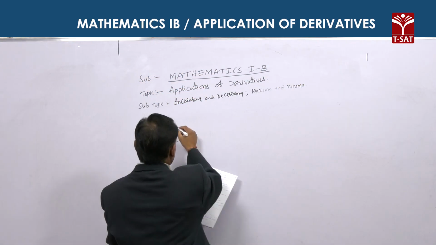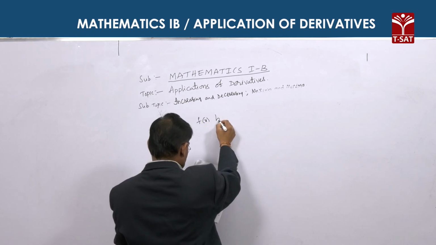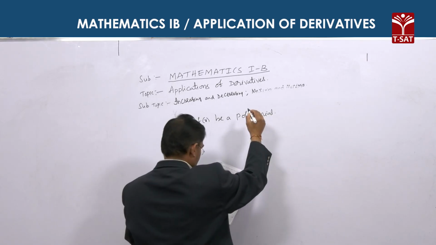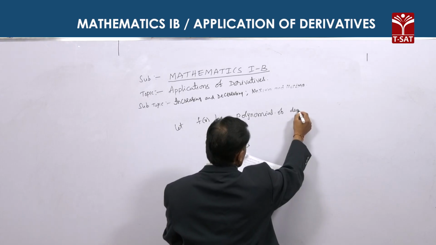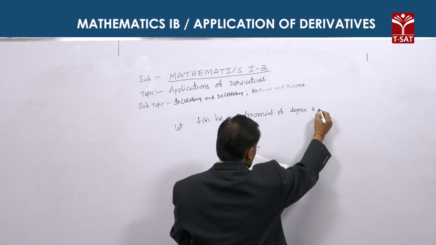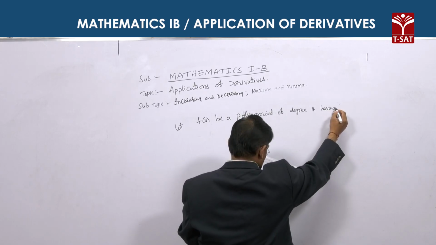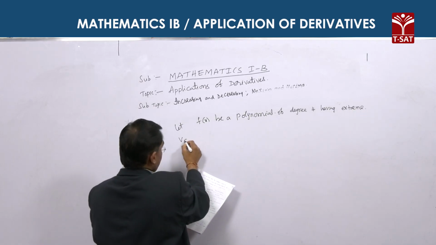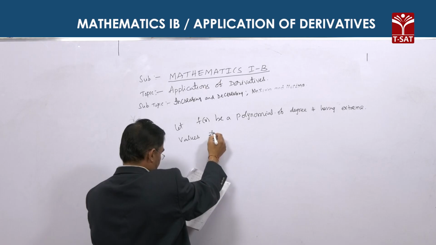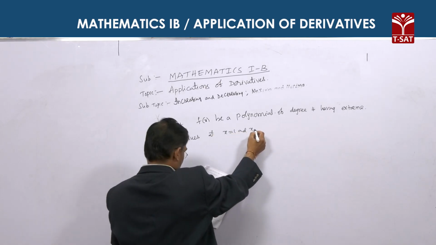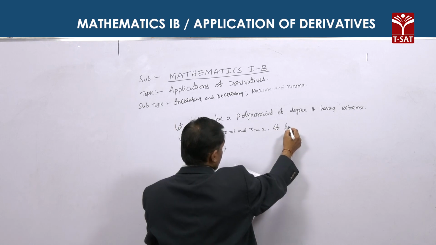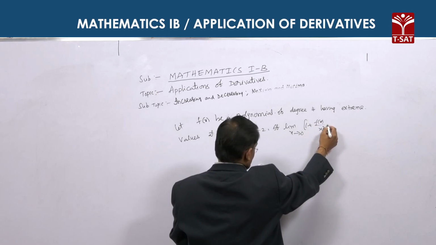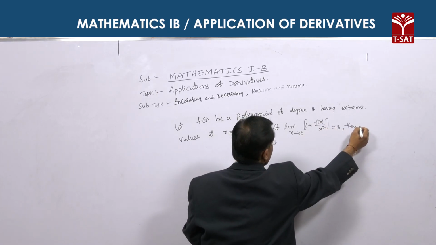Next problem. Let f of x be a polynomial of degree 4 having extreme values at x is equal to 1 and at x is equal to 2. If limit x tends to 0 of 1 plus f of x by x square is equal to 3, then f of 2 is equal to what?